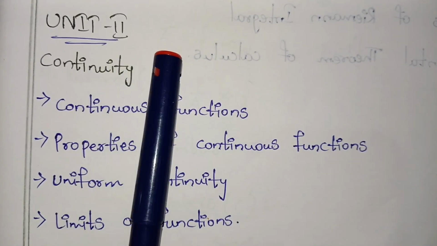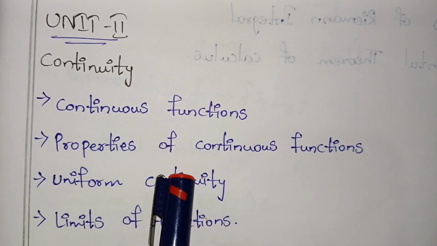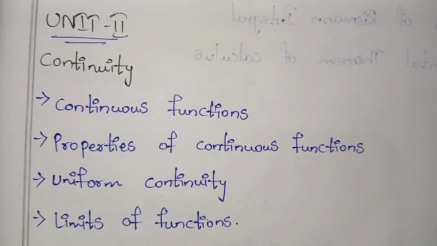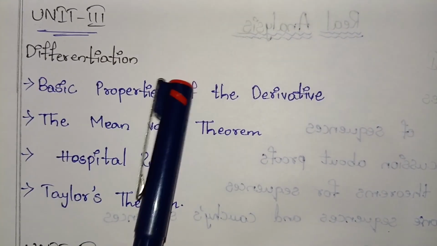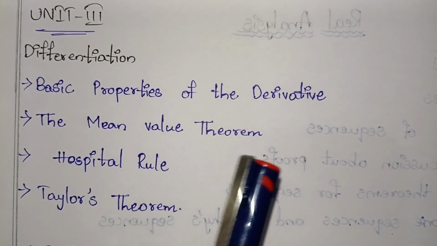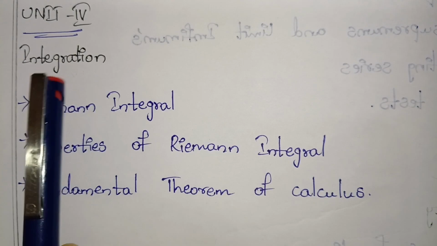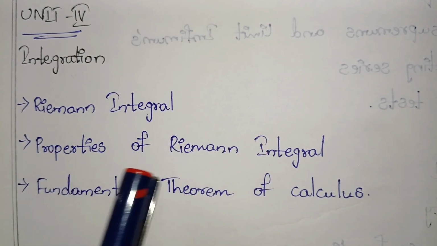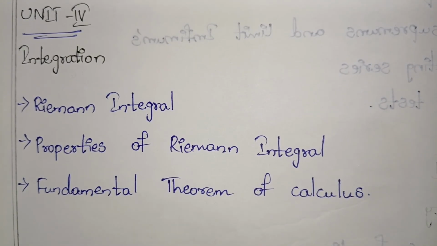And in unit 2, we are having continuity. In that, continuous functions, properties of continuous functions, uniform continuity, limits of functions. And in unit 3, we are having differentiation. In that, basic properties of derivative, the mean value theorem, L'Hospital's rule, Taylor's theorem. And in unit 4, we are having integration, Riemann integral, properties of Riemann integral, fundamental theorem of calculus.